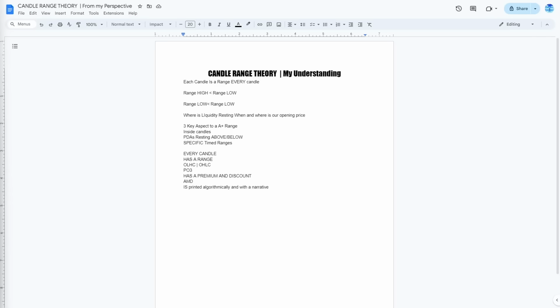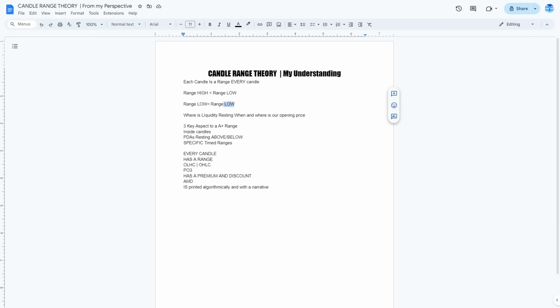Going over candle range theory today, just my pretty much simple understanding of it. I have more than a simple understanding, but it's pretty simple to understand. At the core of it, each candle, and I mean each candle, 1 hour, 4 hour, the 1 minutes within the 4 hour, every candle is a range. We go range high, range low, range high.